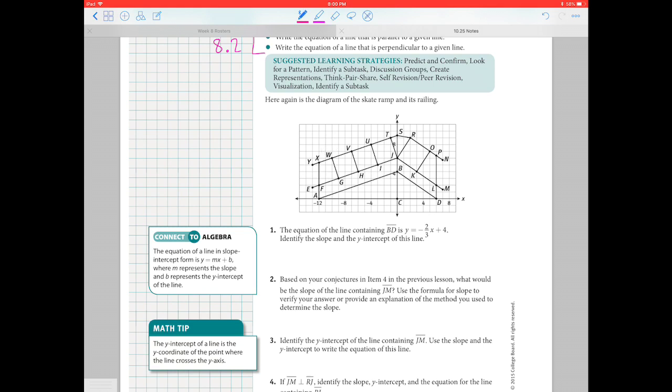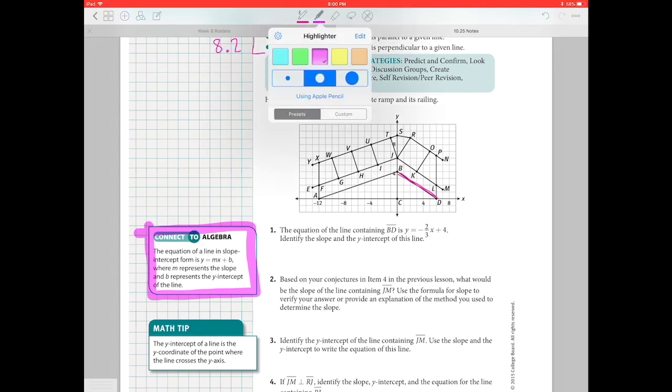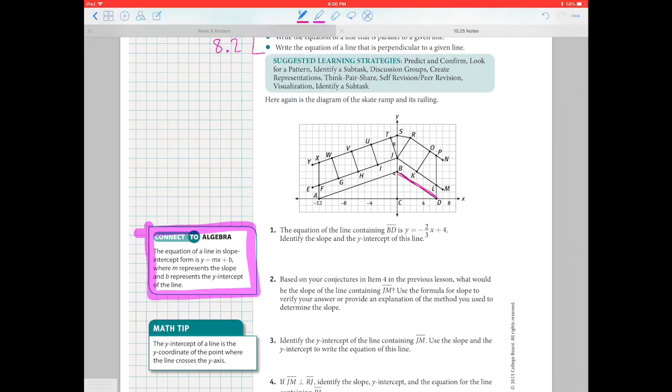So the first question asks, the equation of a line containing BD, which let's find that real quick. BD is right here. The equation for this line is y equals negative 2/3 x plus 4. So let's remind ourselves of the equation in slope-intercept form. And I should have written these on the chalkboard before I left.